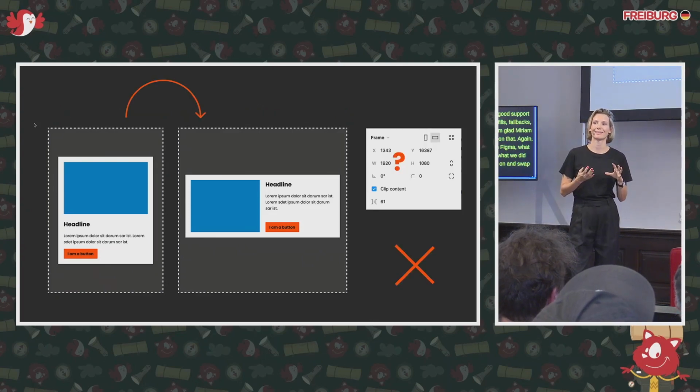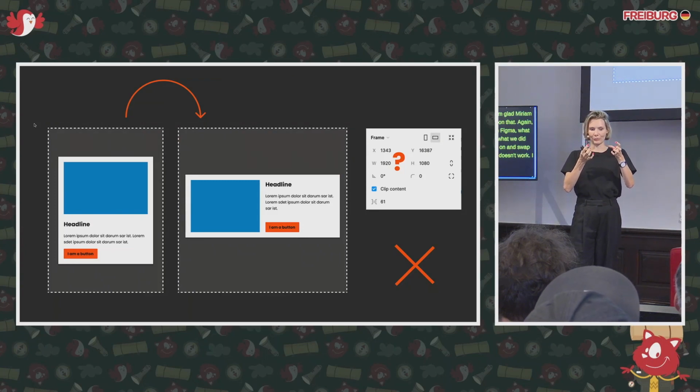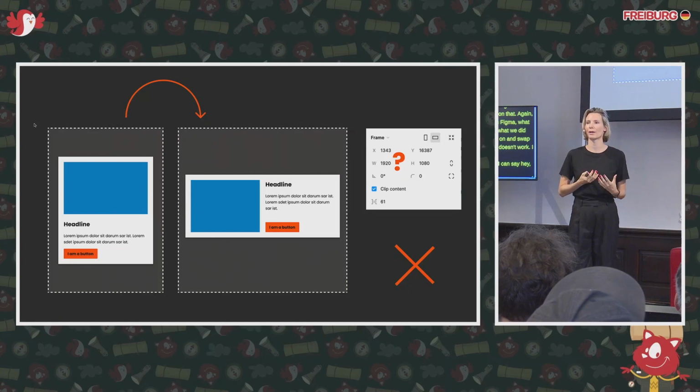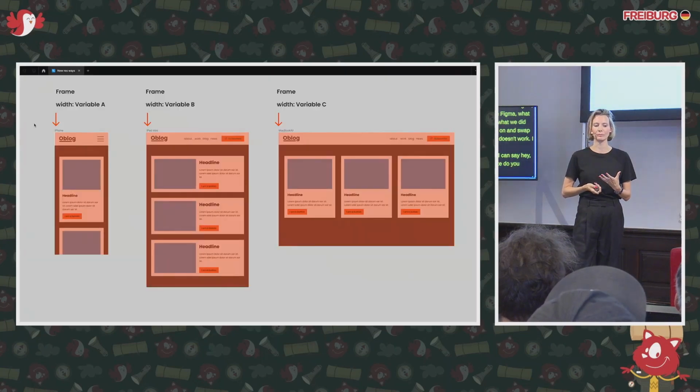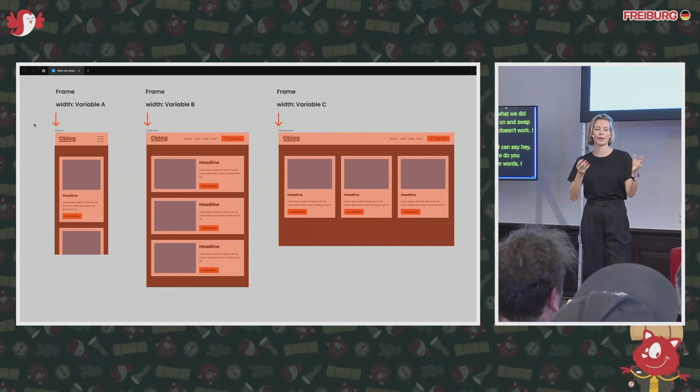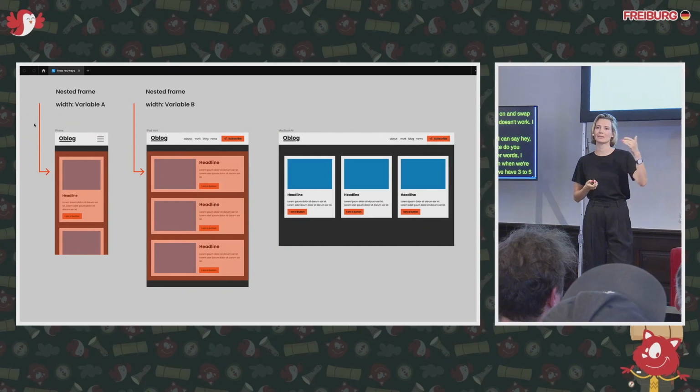The thing is that I can tell my frame what mode it has, but there's no way that I can say, hey, you, component or frame, what size do you have? How did you change? Or in other words, I cannot query. So that wasn't a problem when we're dealing with breakpoints, because we have 3 to 5 different versions, so we can just tell them.